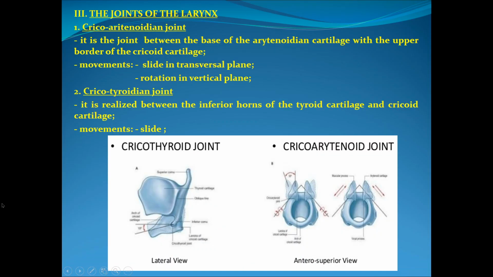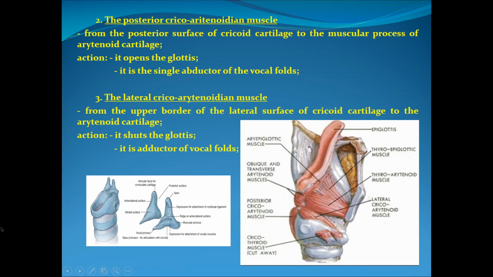Let's turn back. Look, this is the muscular process right here. This is vocal, this is muscular. Good. So, cricoarytenoidean, again, this is posterior and this is lateral. But attention, this posterior is the only muscle of the larynx which opens the glottis. The rest of the muscles shut the glottis. So it is the single abductor. Abduction means that the vocal folds are moved far from one another. The lateral, right here, shuts the glottis, so it is an adductor.